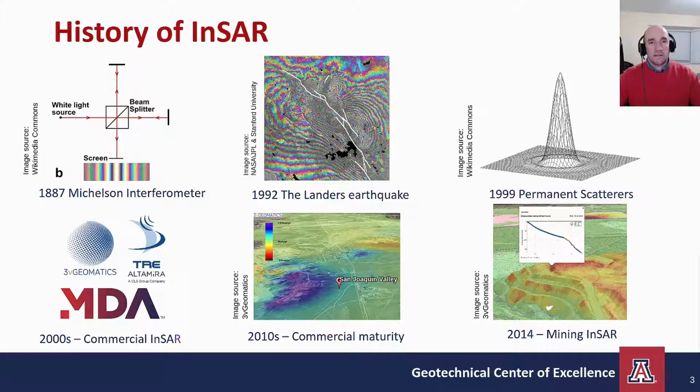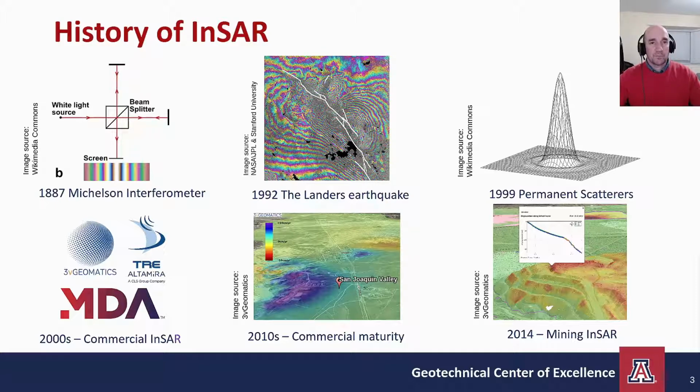In 1999, an Italian researcher named Alessandro Ferretti came up with the concept of permanent scatterers as a means of selecting and processing the best targets in a set of images. This revolutionized what we now call multi-temporal InSAR, or network InSAR. Prior to that, people weren't really doing much with large groups of images because large groups of images were still pretty rare.